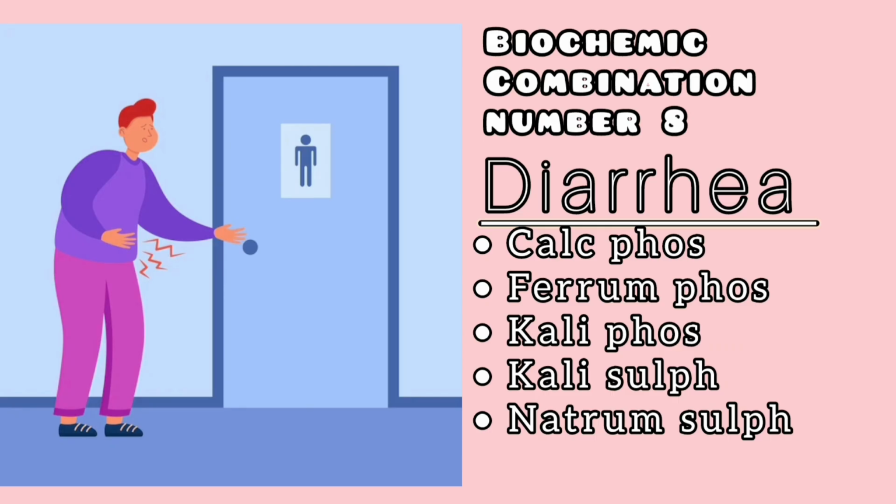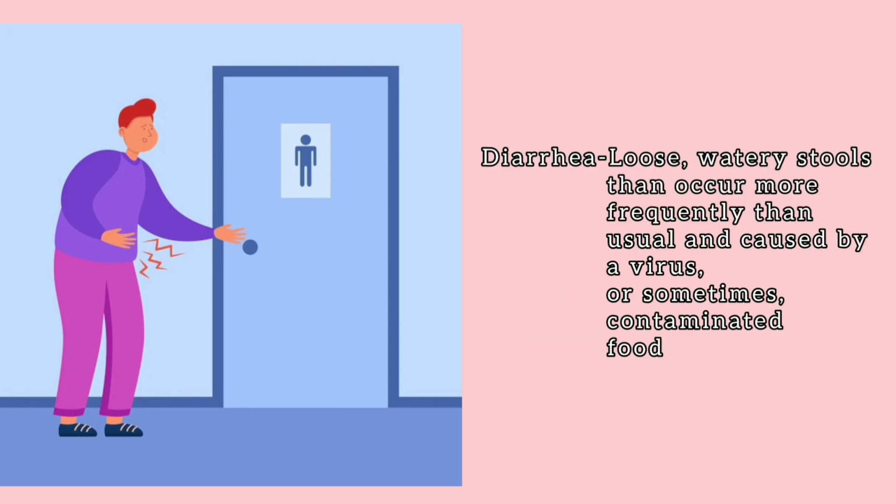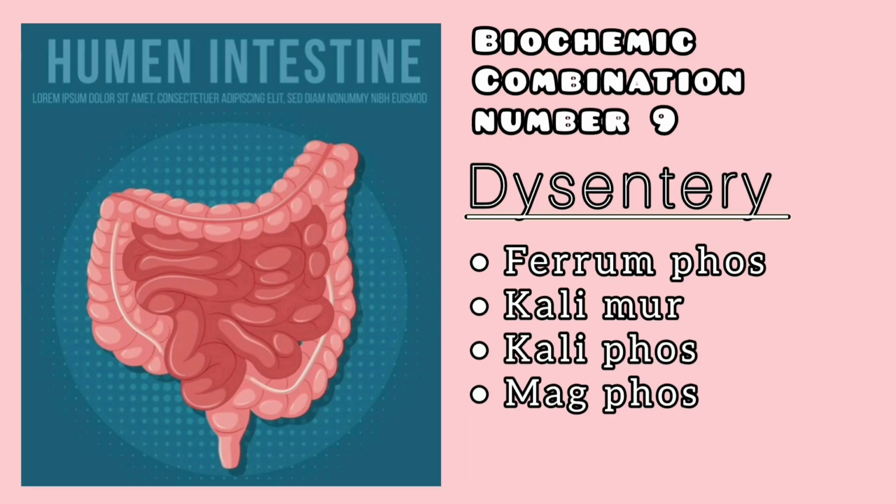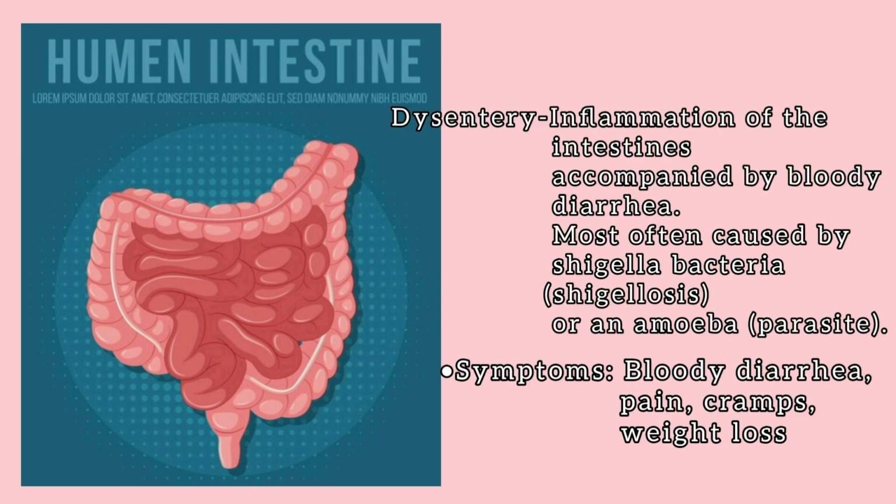Biochemic combination number 8, diarrhea. Calcarea phos, ferrum phos, kali phos, natrum sulf. Diarrhea includes loose, watery stool that occurs more frequently than usual, and it is caused by a virus or sometimes contaminated food. Biochemic combination number 9, dysentery. Ferrum phos, kali mur, kali phos, mag phos. Dysentery is the inflammation of the intestine accompanied by bloody diarrhea. It is most often caused by Shigella bacteria, shigellosis, or an amoeba parasite. Symptoms include bloody diarrhea, pain, cramps, and weight loss.